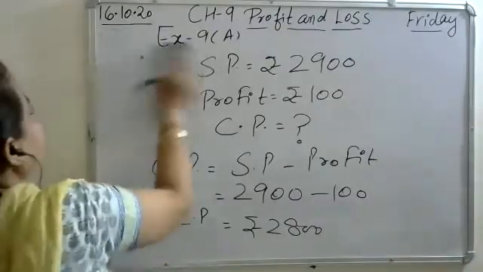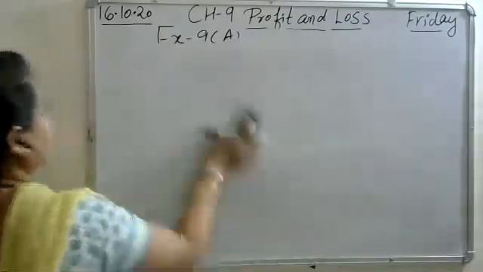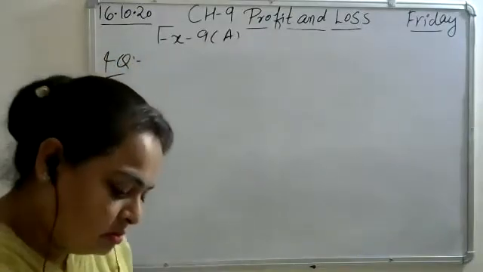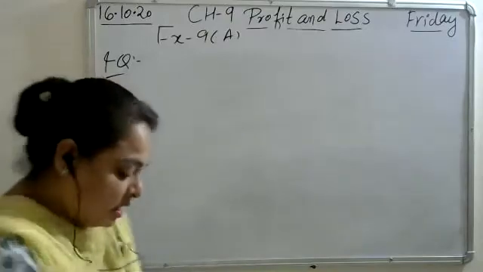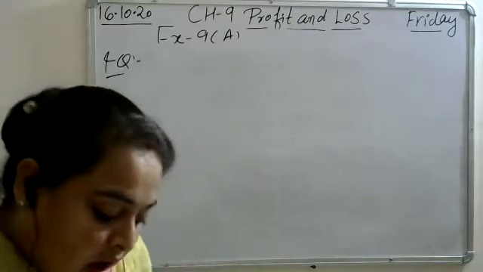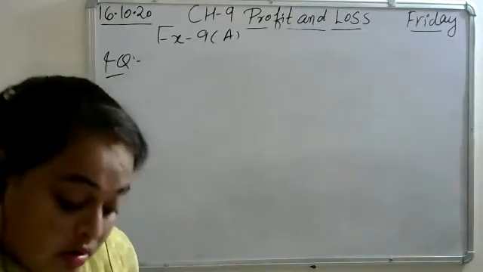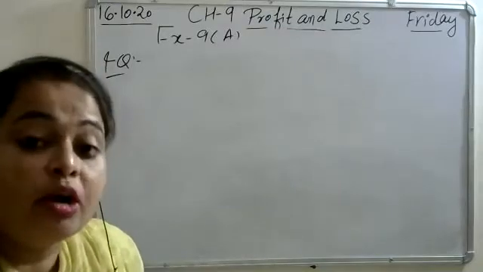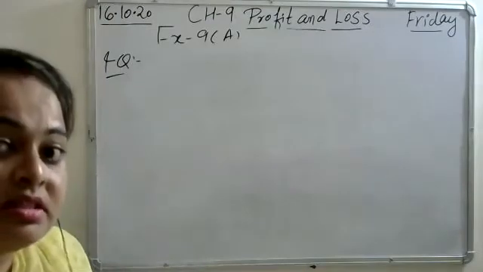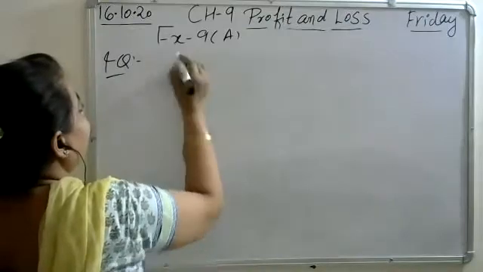Now come to the sixth question. Come to the question number 4. Fourth question. A second hand car was sold for 1,90,000 rupees. The question is sold for. It means this is the selling price. So what is the selling price? What is given information?